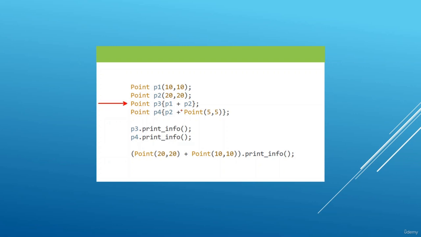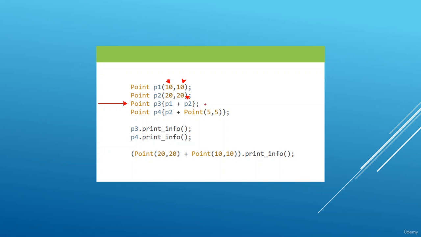Now the compiler knows how to add up 2 points objects. So it is going to take the X member variables 10 and 20. It's going to add them up. It's going to use that to initialize the X member variable of P3. It's going to do the same for the Y member variable. It's going to take 10 and 20 here and add them up. And the result of that is going to be used to initialize the Y member variable of P3 here.